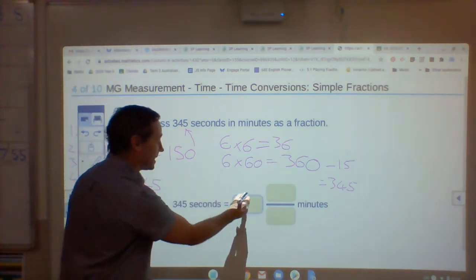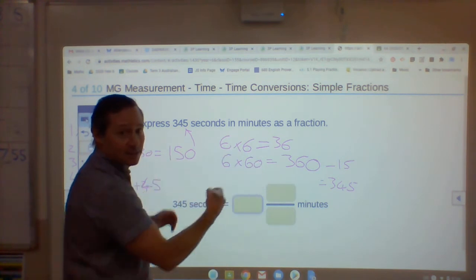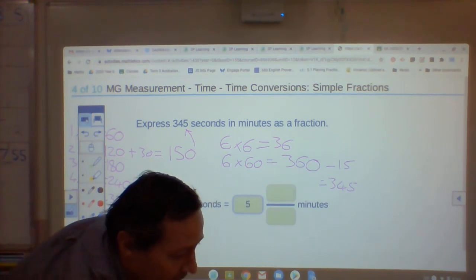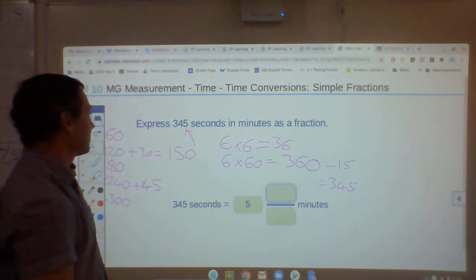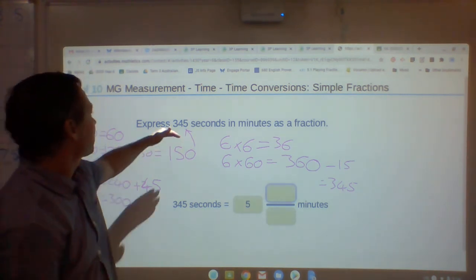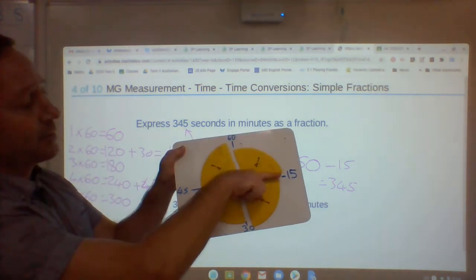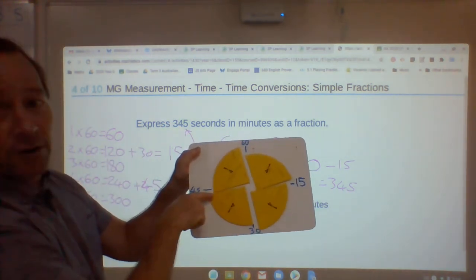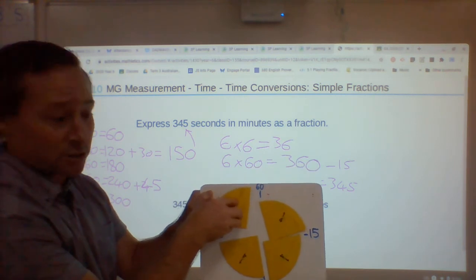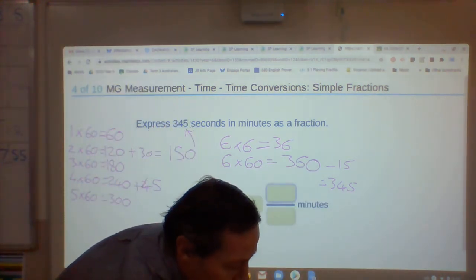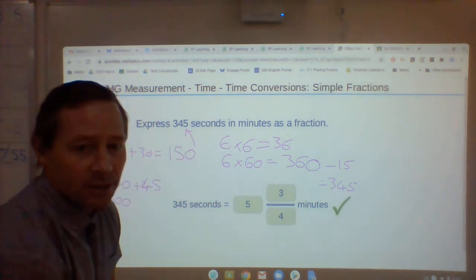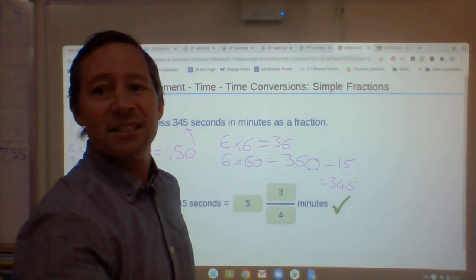So I know this is not going to be 6 here. It's not enough to make 6 whole minutes. So it has to be 5. And 5 times 6 is 30, so 5 times 60 must be 300. 345, which we know is 15, 30, 45, is 3/4 of the way around. I took that away. It's 3/4. So that's what I put, 3/4. 3 for the numerator, 4 for the denominator. Correct. So that's all you need to know. Easy, really, isn't it? Yeah, thank you.